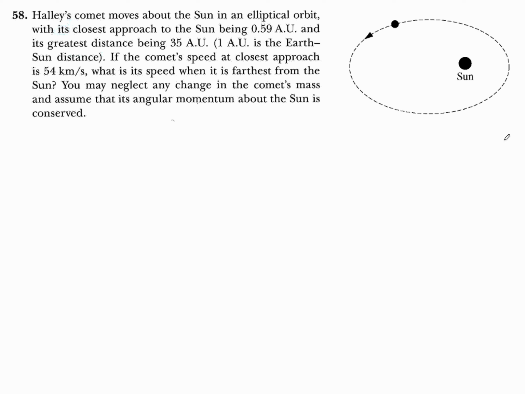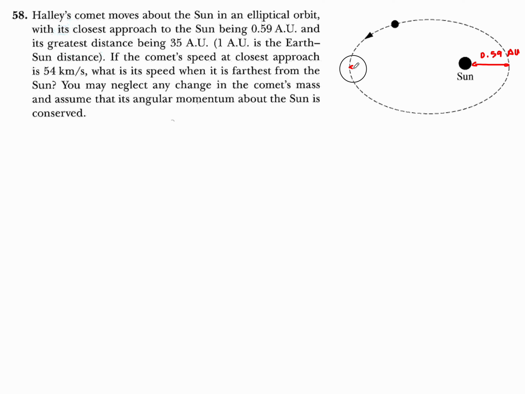So in number 58, we have a pretty straightforward angular momentum conservation problem. Halley's Comet moves around the Sun in an elliptical orbit, with its closest approach to the Sun being 0.59 astronomical units. That's an unusual unit where one astronomical unit is the average distance between the Sun and the Earth. And then its farthest approach is 35 AUs.